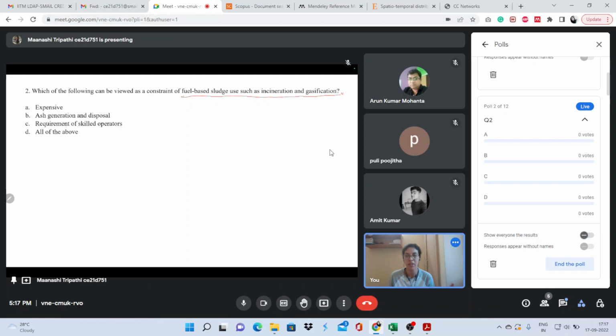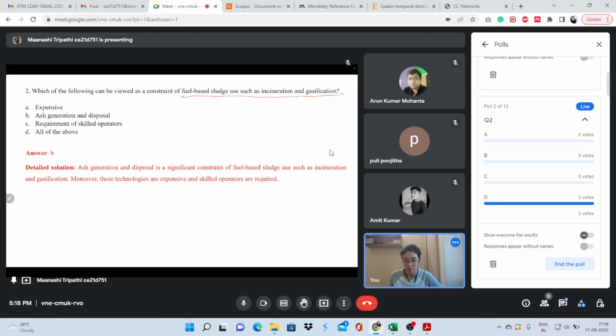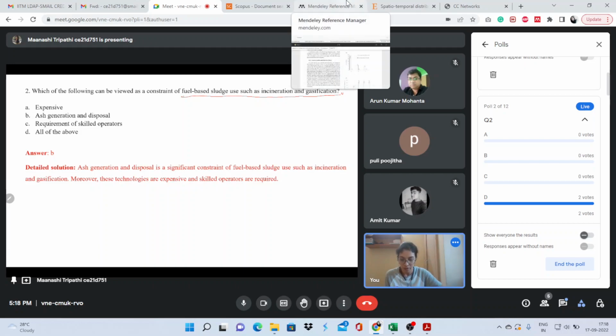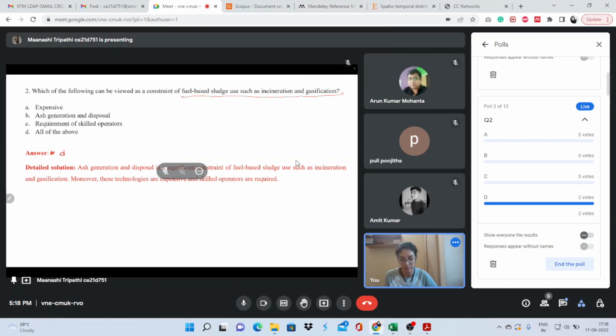Because if we incinerate it or if we gasify it, volume reduction will be very quick. Almost 90% of the volume will go. So why don't we use it? All of the above. Yeah, correct. All of the above will be the correct answer. It will be D. Okay, I'll make the correction while I upload it.